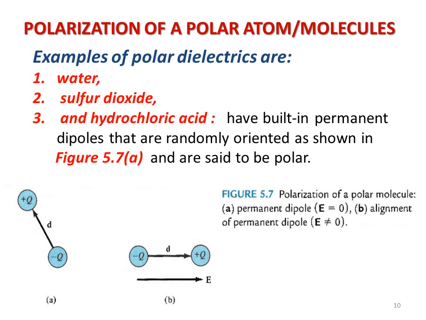Examples of polar dielectrics are water, sulfur dioxide, and hydrochloric acid, which have built-in, permanent dipoles that are randomly oriented as shown in the figure, and these are said to be polar. Permanent dipoles when E is equal to 0 are randomly oriented, and they align when E is not equal to 0.